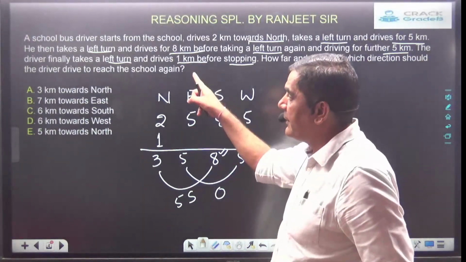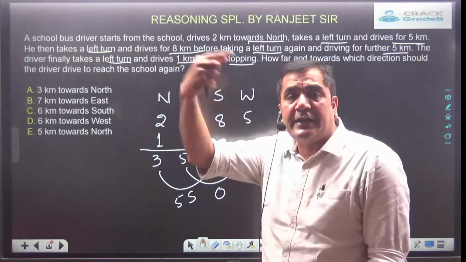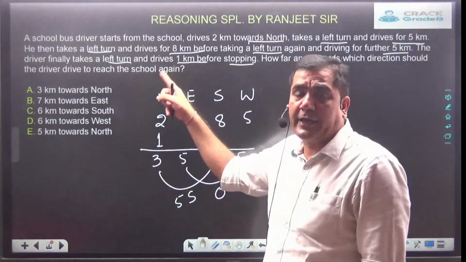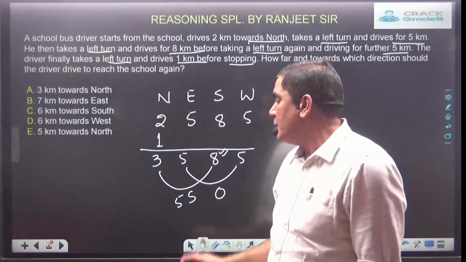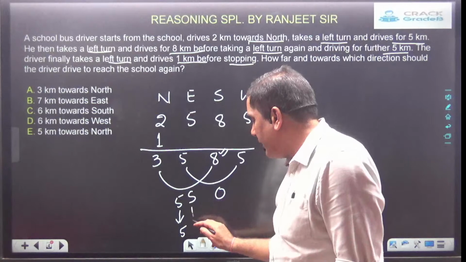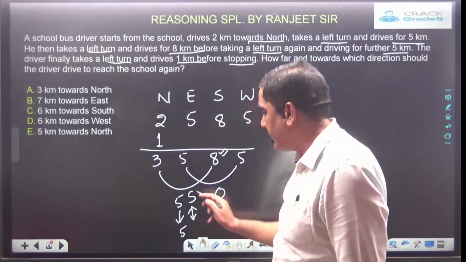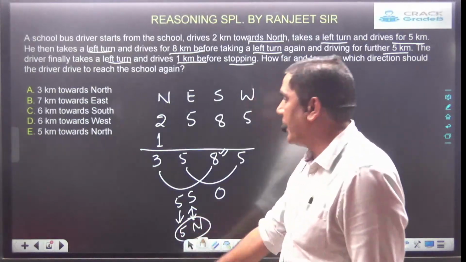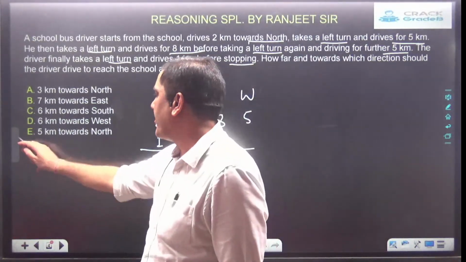But here the examiner is asking from final to initial. In which direction should the driver drive to reach the school again? Means for final to initial they are asking. So in that case, distance will remain the same, but this direction will be opposite to this one. So south opposite will be what? North. The answer should be 5 kilometer north.